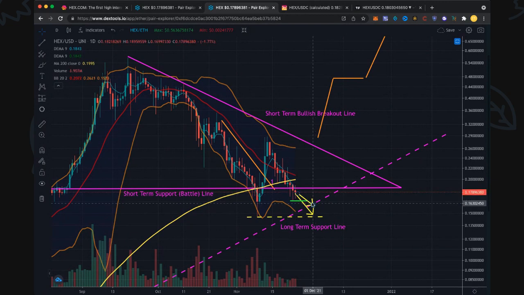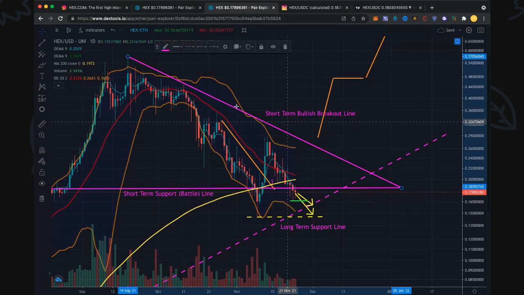Obviously, the higher that we stay up, the better. If we keep this higher low compared to the previous bottom, then that's even more bullish, because obviously with a higher low, we can start moving into an uptrend. Now we do have to break this short-term bullish breakout line. This is the most critical one. That's the most bullish scenario. Once we cross that line, that's very cool.